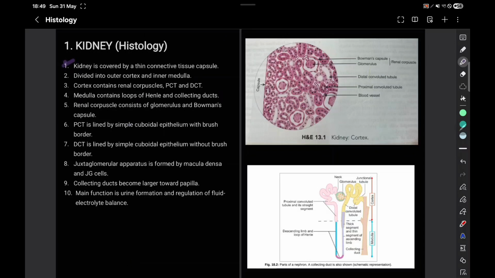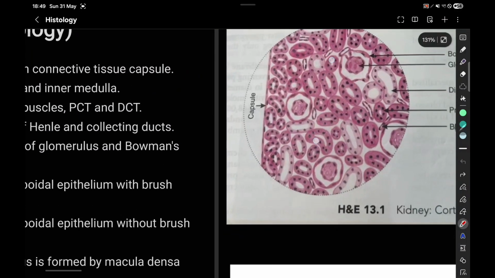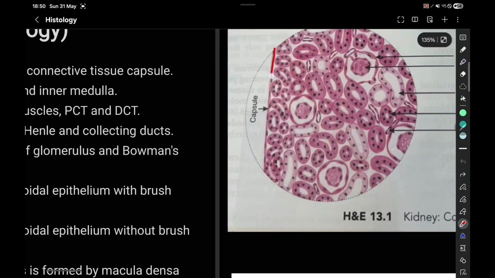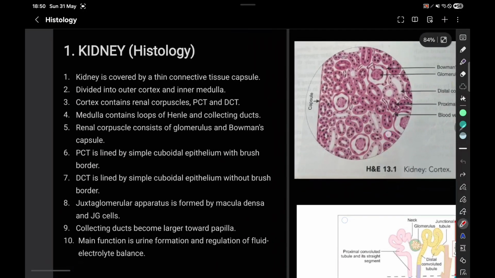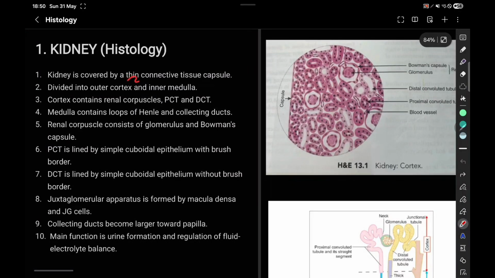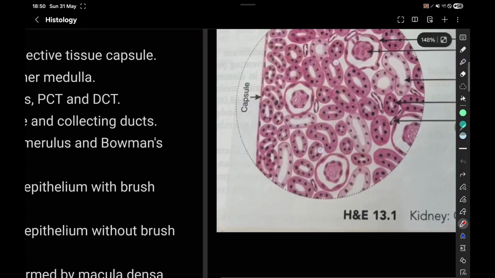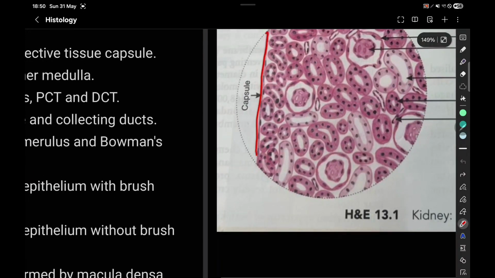Starting off with the first point, kidney is covered with a thin connective tissue capsule. As we can see in the diagram, this is a thin connective tissue capsule. This is the covering of the kidney. We all know, we have read that kidney is covered by renal capsule, right? So it is a thin connective capsule which you will be drawing like this, right?